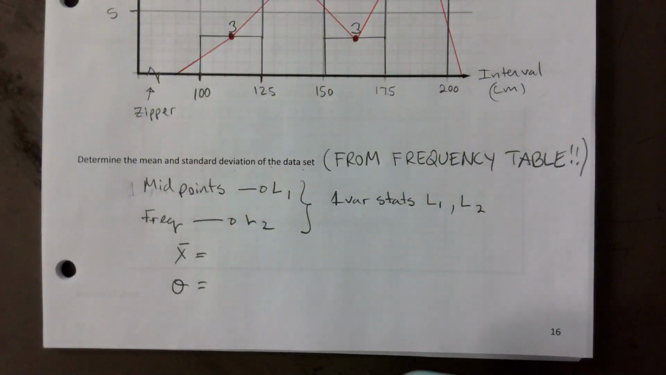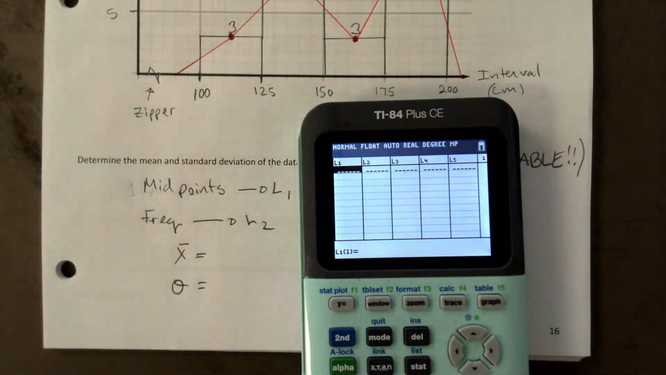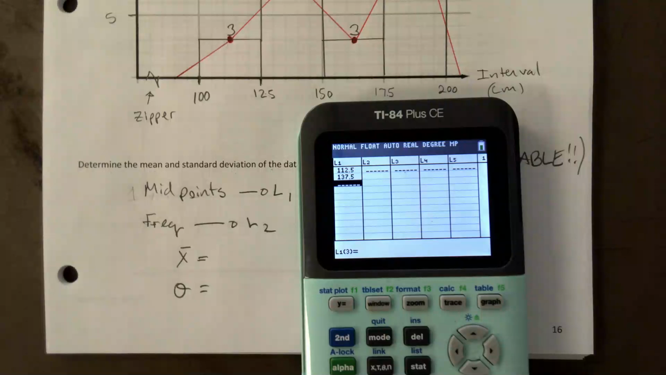Okay. I'm gonna put my calculator here and just start typing in the midpoints. 112.5, 137.5, 162.5, 187.5. Mr. Erickson, what would I do if I haven't calculated this yet? If you just gave me a frequency table, you would have to calculate the midpoints just like we did earlier.